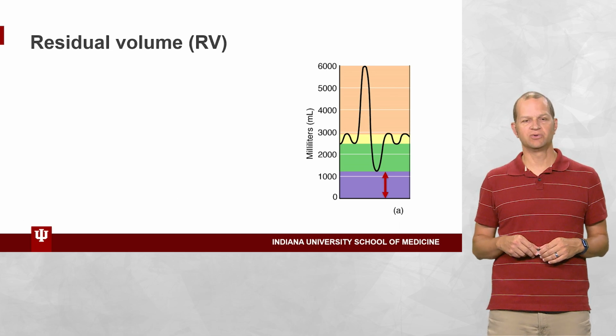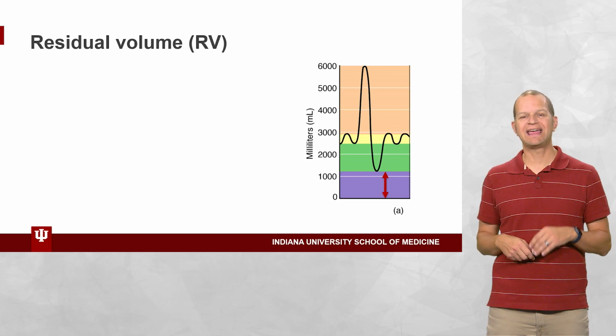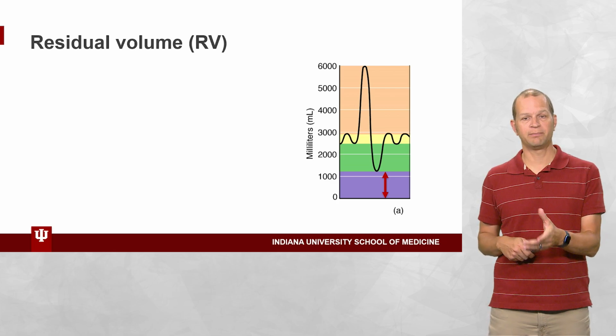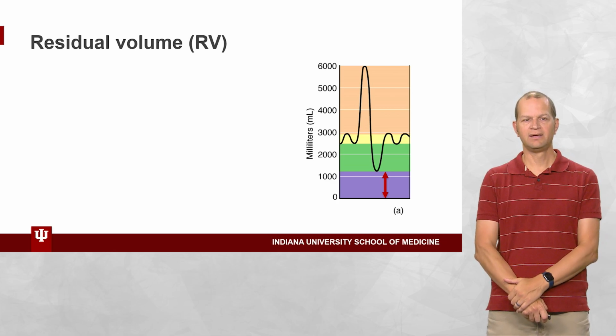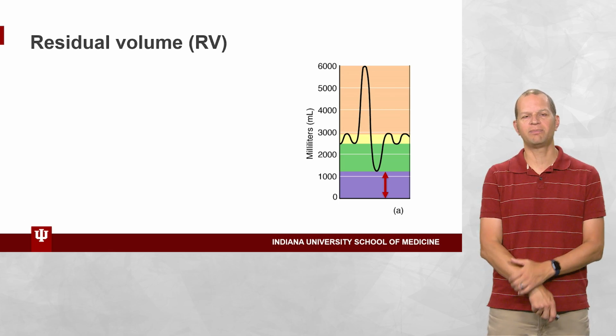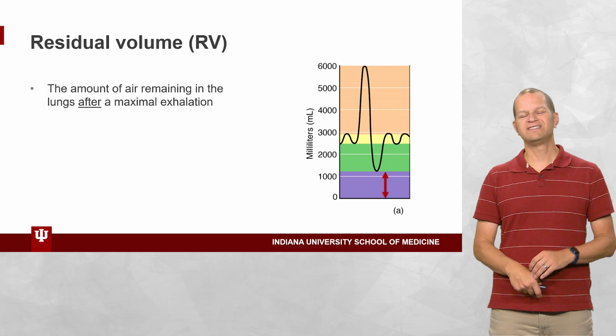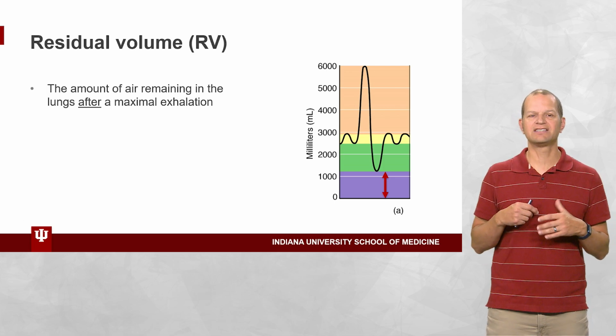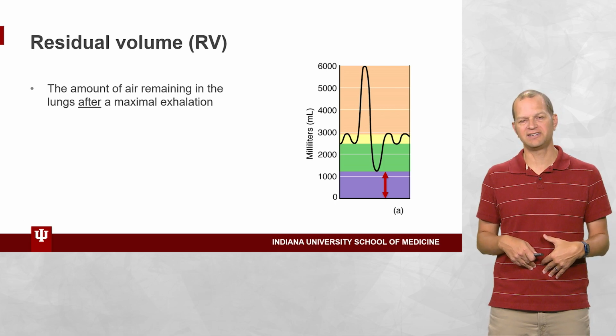Finally, we've got residual volume. Residual volume is shown at the bottom of this figure. It's in purple, and you also see the arrow there. So with expiratory reserve volume, we talked about how we breathed out all the air that we possibly can. Well, residual volume is after you've breathed out as much as you possibly can, what's left in your lungs.